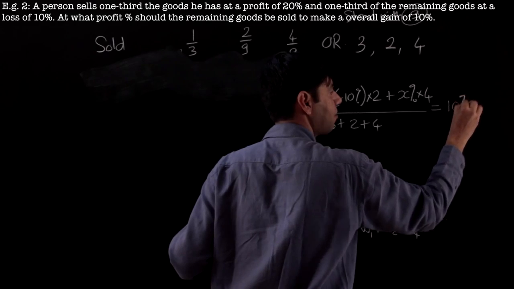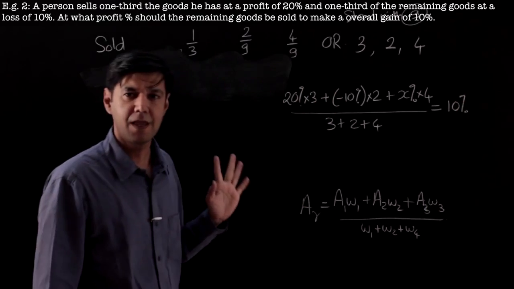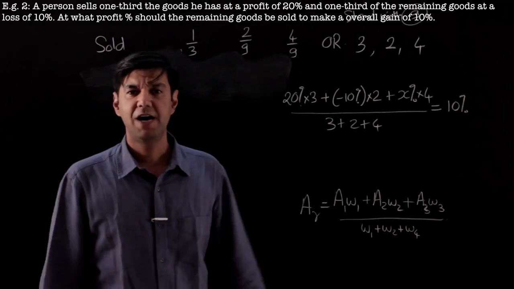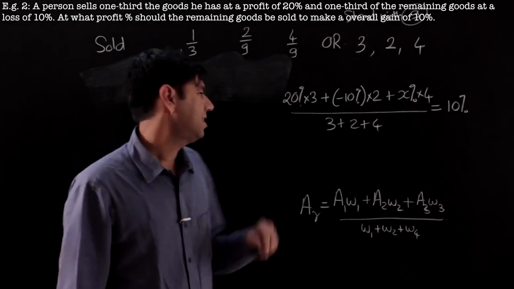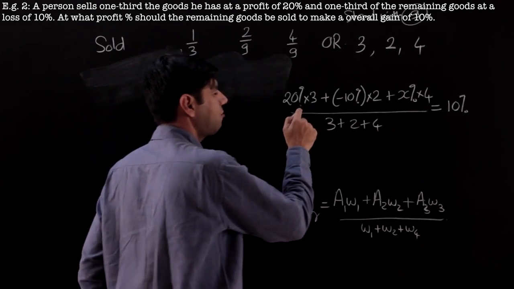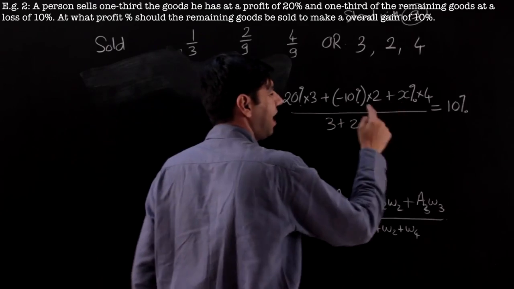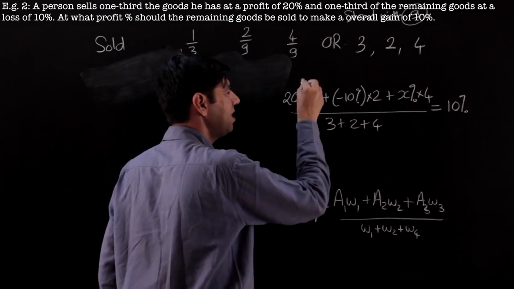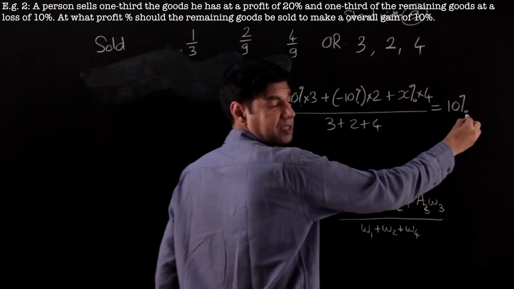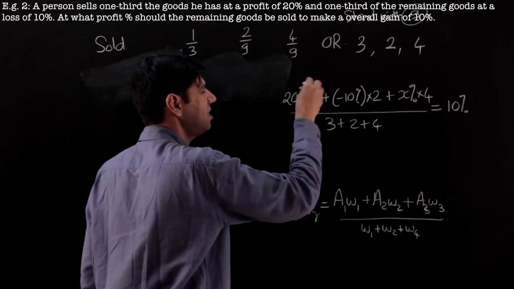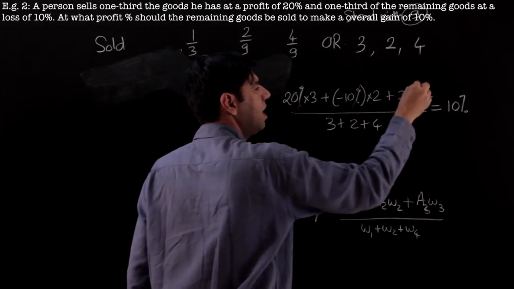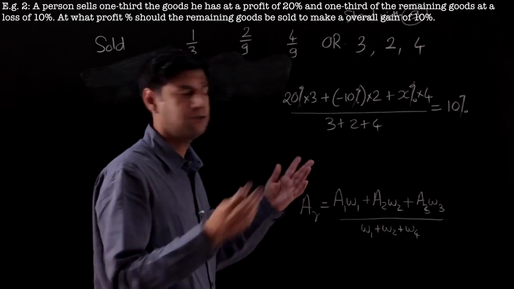I need an overall profit of 10%. We just need to solve this and we'll get a value of x. While solving this, please do not write 20 by 100 and change it to fractions again. Remember, there's a percentage sign in all the terms, even on the right hand side and left hand side. So you could just ignore the percentage sign. It's just a divide by 100 coming in on both sides, so just ignore it.